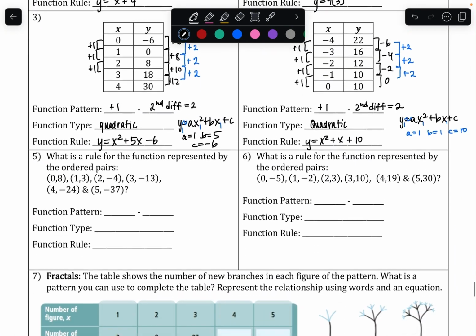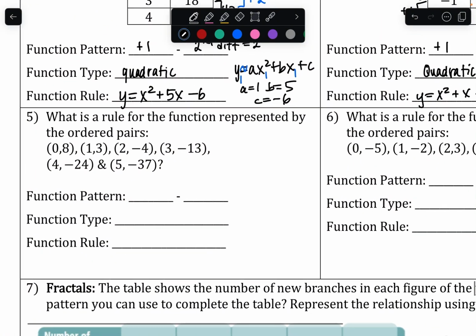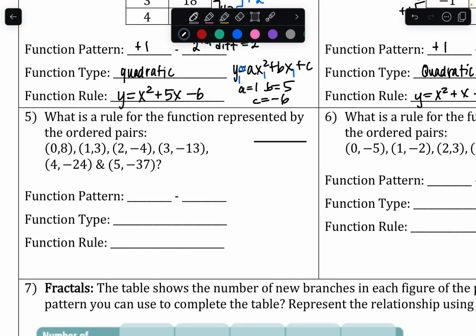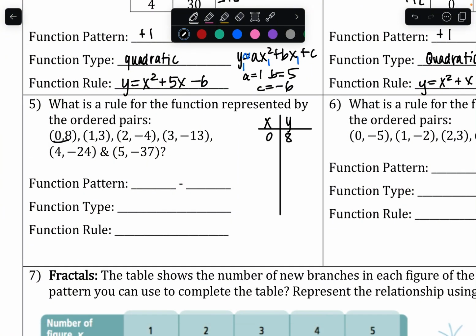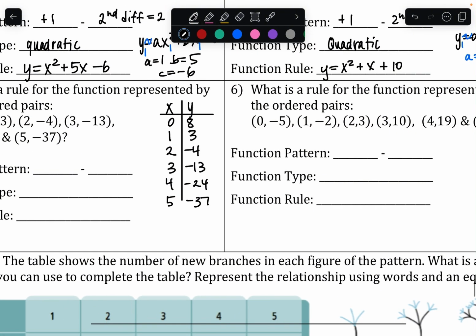Okay, here they're giving us ordered pairs, and so my advice is to write these ordered pairs in table form so that we can use what we've been doing in the previous examples. So my first point is 0, 8, and then I have 1, 3, and then 2, -4, and then 3, -13, 4, -24, 5, -37. Okay, and so my x's are going up by 1.